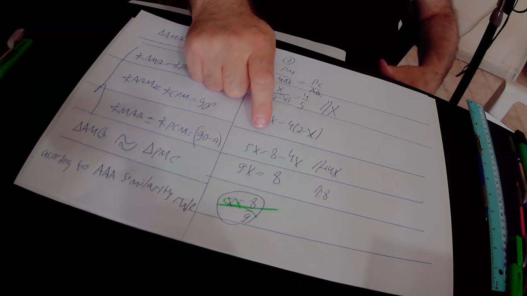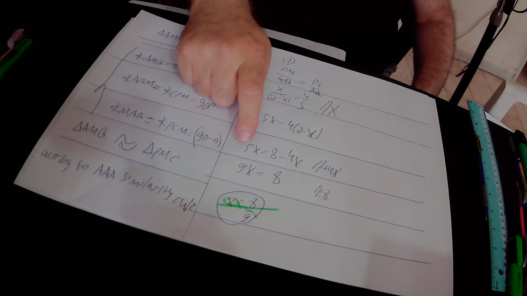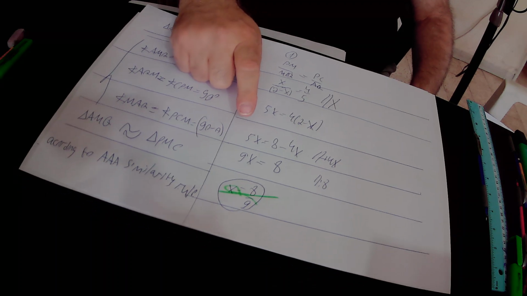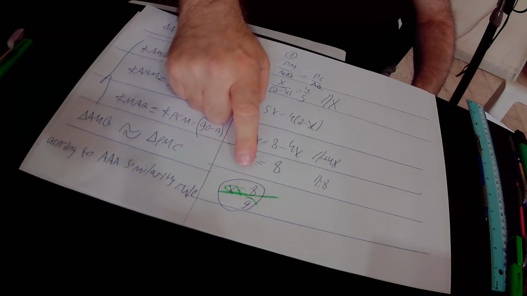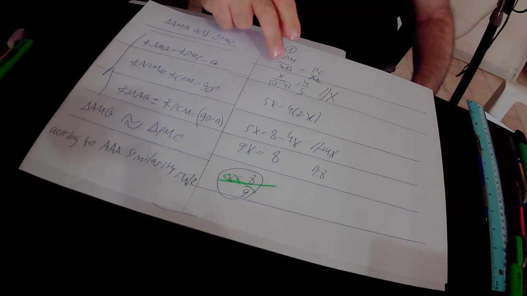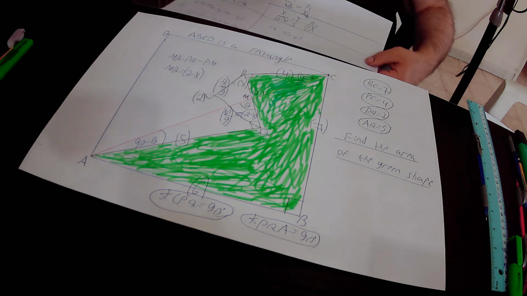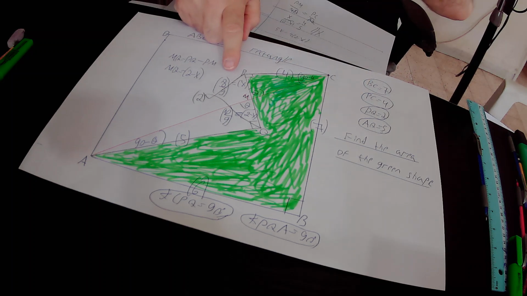Here we added 4x to this equation, and finally found out that 5x plus 4x is 9x, so 9x equals 8. Here we divided this equation by 9, and finally found out that x equals 8 over 9, or x equals 8 ninths. So this is now PM. That is equal to x according to our definition. So x equals 8 ninths.